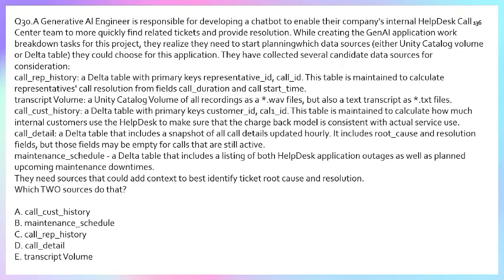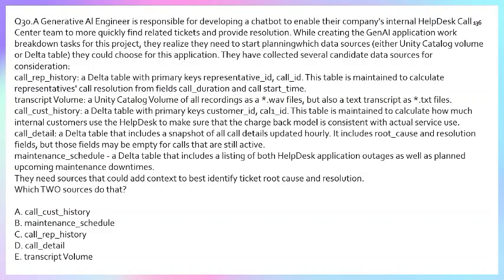They have collected several candidate data sources for consideration. Call rep history, a Delta table with the primary key representative ID, call ID. This table is maintained to calculate the representative call resolution from the fields call duration and call start time. Transcript volume, a Unity Catalog volume, holds all the call records as .wav files, but also a text transcript as a *.txt file.